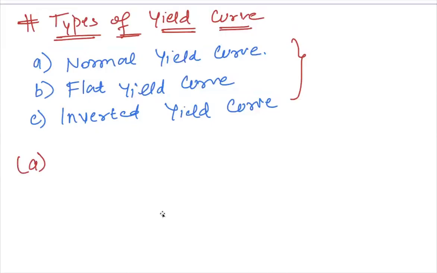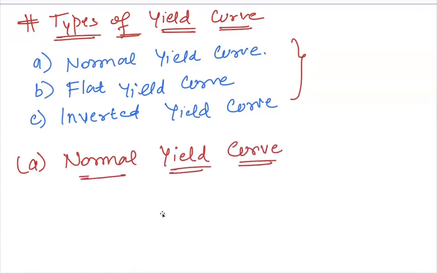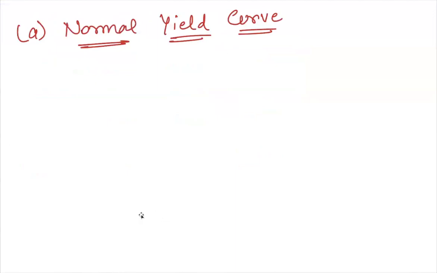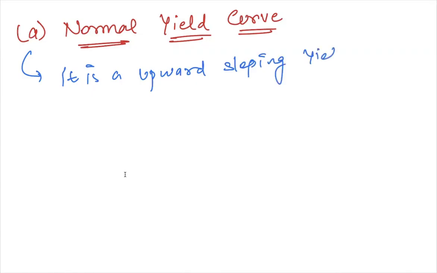So let's understand what a normal yield curve is. A normal yield curve is an upward sloping yield curve. So how does it look? Let me show you. It will be something like this.